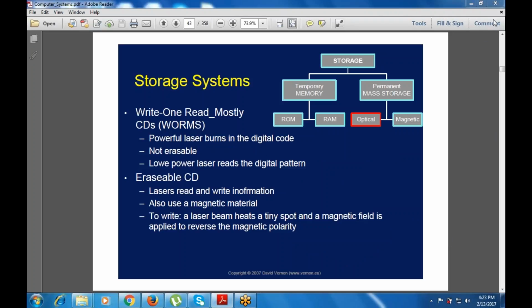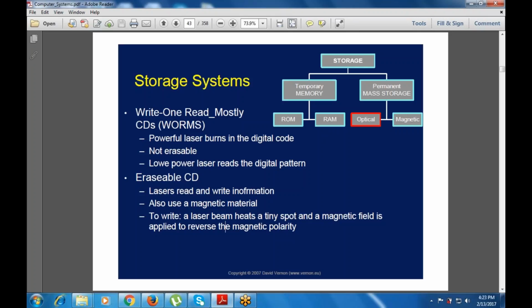Now next is WORM, that is write once, read mostly. A powerful laser burns the digital codes. This is not erasable. Then a lower power laser reads the digital pattern. So whatever digital pattern is used, the lower power laser reads it.